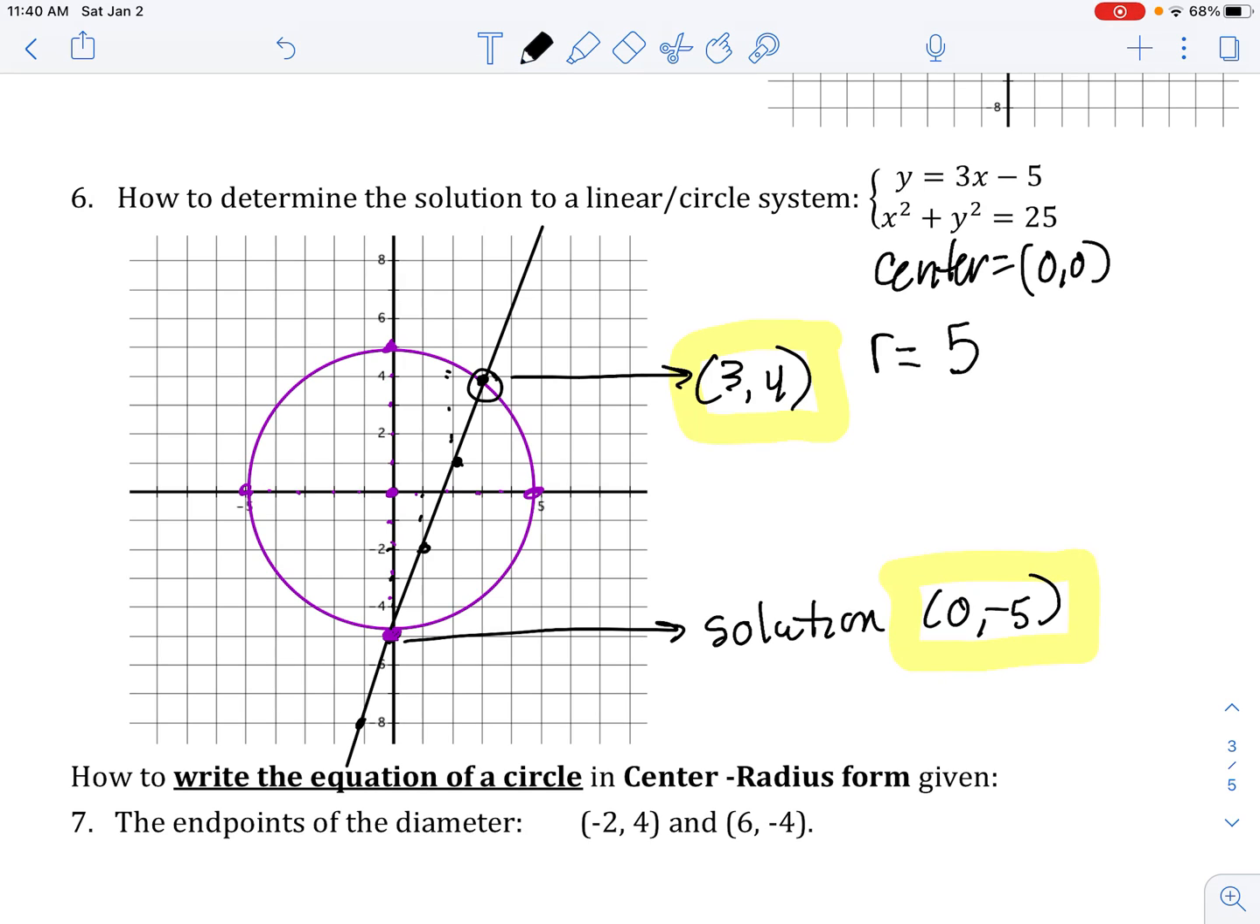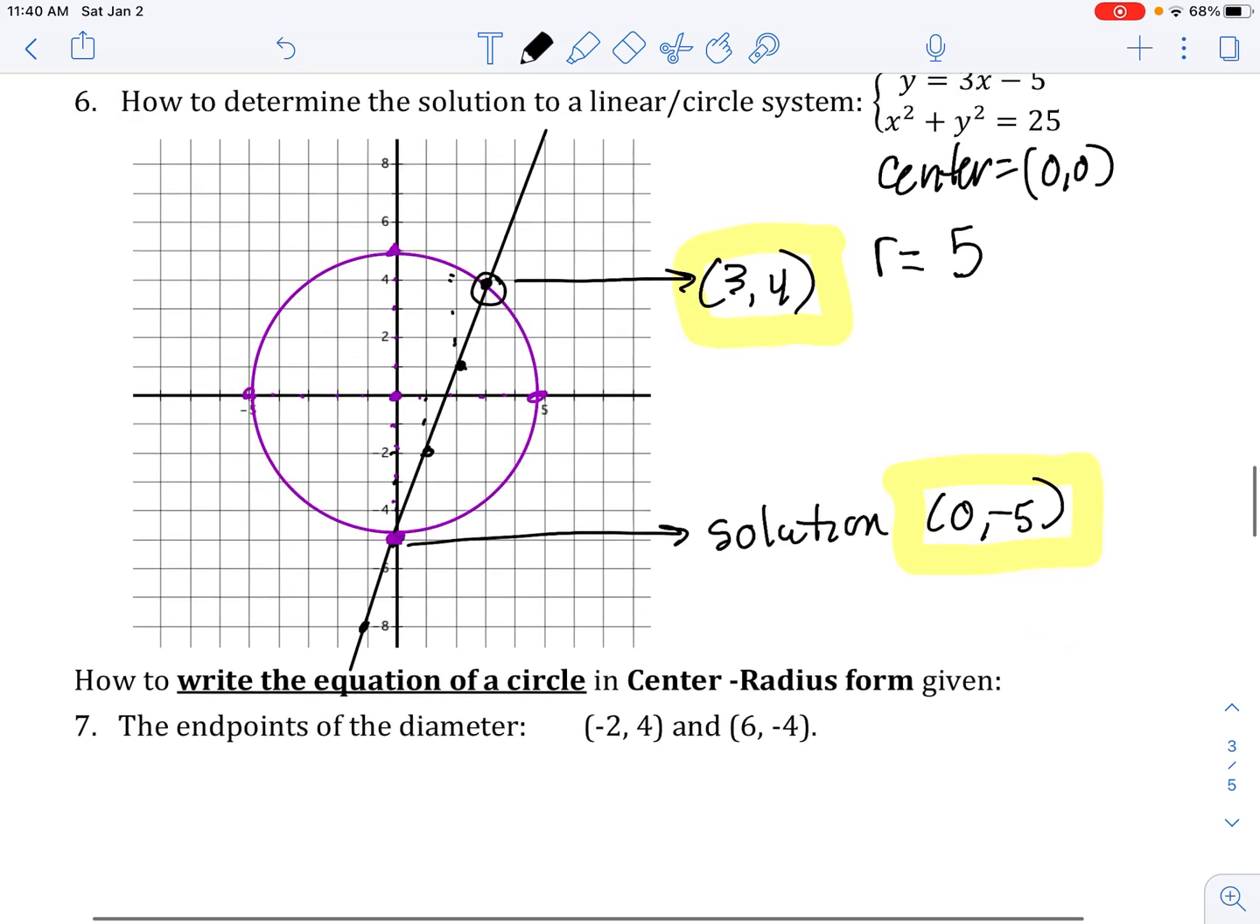Now, what would I have done if I couldn't identify those solutions from the graph? I would have had to fall back on the techniques that we used first semester, which was substitution. So I would have to go back and substitute 3x minus 5 in for y. I would get a quadratic equation, and then I would solve the quadratic equation. So you should always try to graph first and see if you can get the coordinates from the graph.